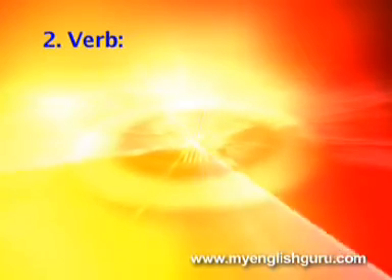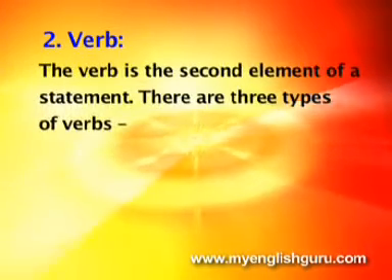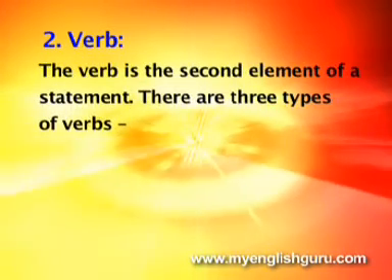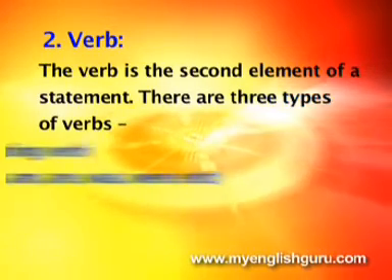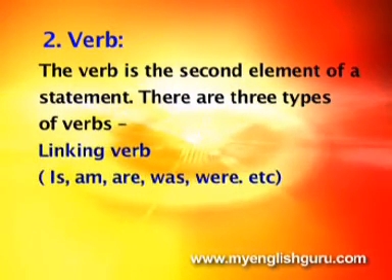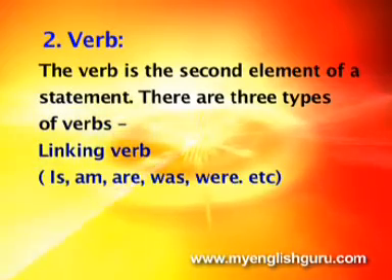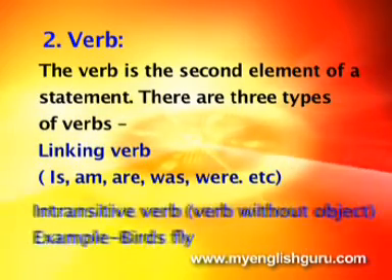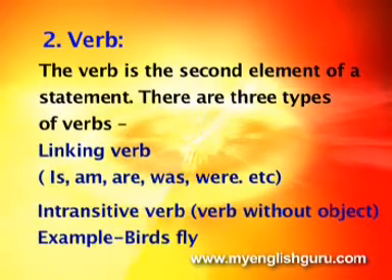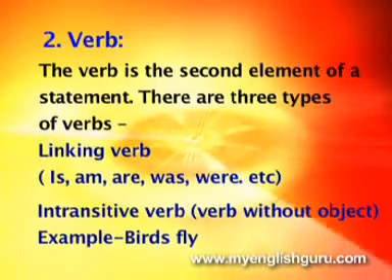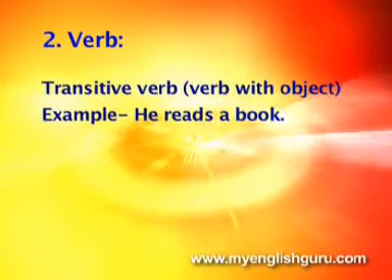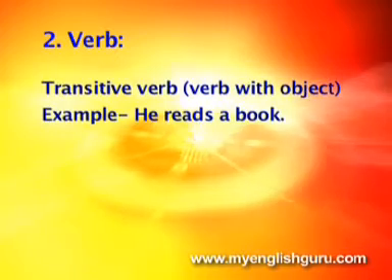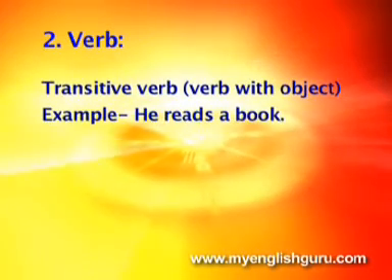2. Verb. The verb is the second element of a statement. There are 3 types of verbs. Linking verb: is, am, are, was, were. Intransitive verb: verb without object. Example, birds fly. Transitive verb: verb with object. Example, he reads a book.